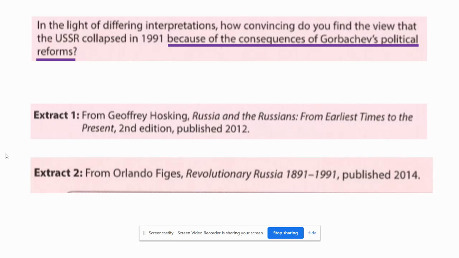Here is that just demonstrated in a Soviet Union question, and they'll always be written in this way. In the light of differing interpretations, how convincing do you find the view? So that's the standard opening. In this case, that the Soviet Union collapsed, or it could be that the Fourth Crusade failed, or it could be that the Glorious Revolution was revolutionary because of the consequence of Gorbachev's political reforms. So that is the interpretation from one of these two extracts. We'd expect to see them talking about Gorbachev, and the other extract would expect to be presenting a different interpretation for why the Soviet Union collapsed.